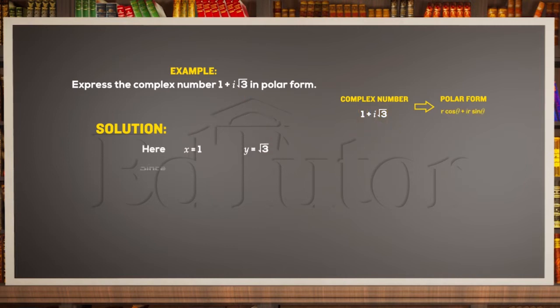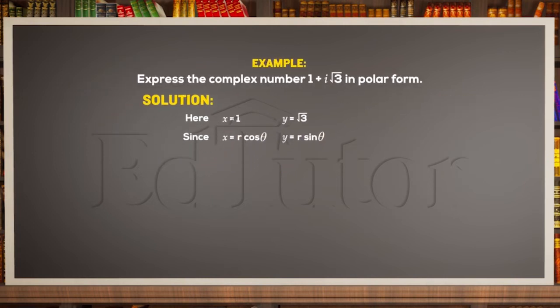Now, according to the polar form, x is equal to r cos theta and y is equal to r sin theta. It means that to express the given complex number in polar form, we need the numerical values of r and theta, right? Let's get them. Step 1. By comparing these two, we can say that r cos theta will equal 1. Similarly, r sin theta will equal root 3.